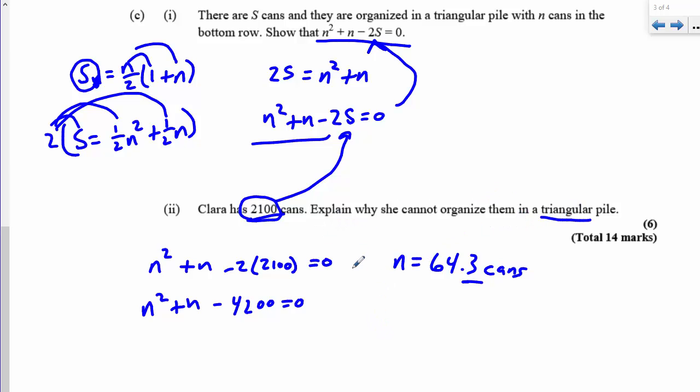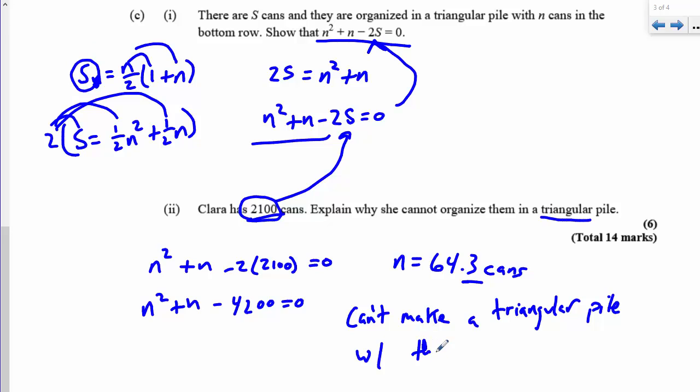So, we can't make a triangle pile or triangular pile with this number of cans. We need less or more. So we need either more cans than that or fewer cans than the 2,100 I have to make a proper triangle. Either way. Alrighty.